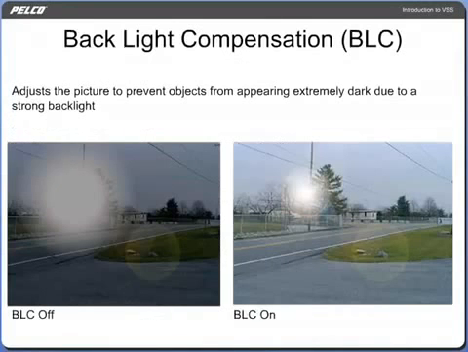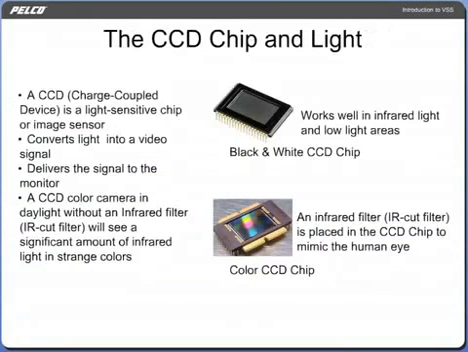Backlight compensation adjusts the picture to prevent objects from appearing extremely dark due to a strong backlight. It is a feature of the camera. A CCD, charge-coupled device, is a light-sensitive chip or image sensor that converts light into a video signal and delivers the signal to the monitor.